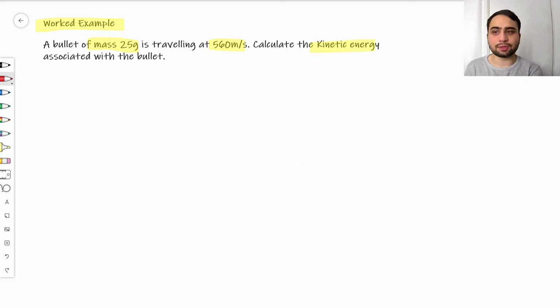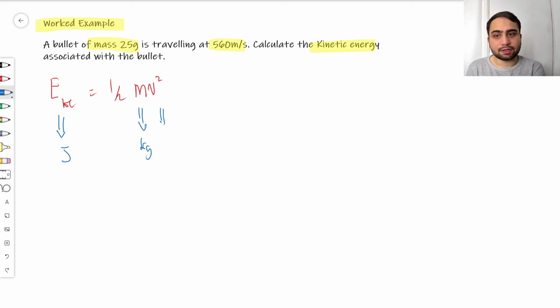Okay, so first of all, let's write down my kinetic energy equation. KE equals a half m v squared. Okay, now let's write down all of our units. So energy in joules, half is just an integer, mass is kilograms, velocity squared is meters per second. Okay, so we have our velocity is 560 meters per second, but we also need our mass. But our mass is given in grams, so we need to convert that into kilograms before we use it.